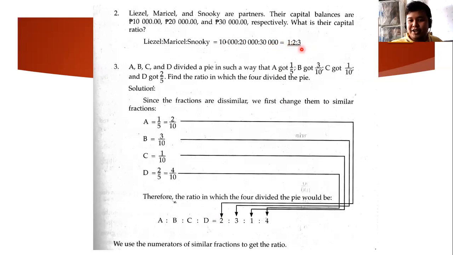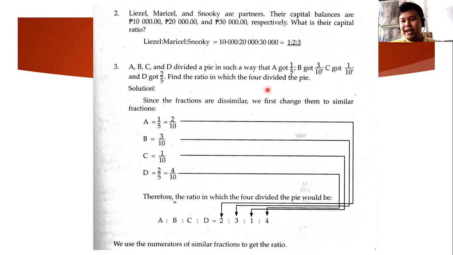Very easy, the ratio. Next, A, B, C, and D divided 5 among themselves. A got 1 over 5, B got 3 over 10, C got 1 over 10, and D got 2 over 5. Find the ratio in which the four divided the 5.